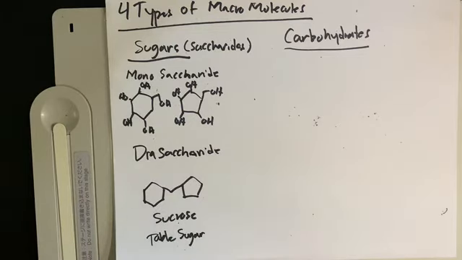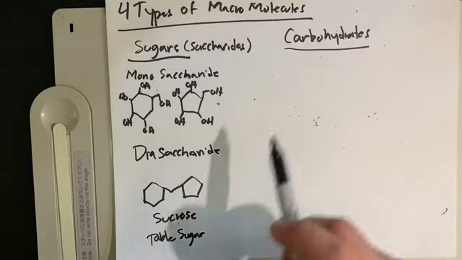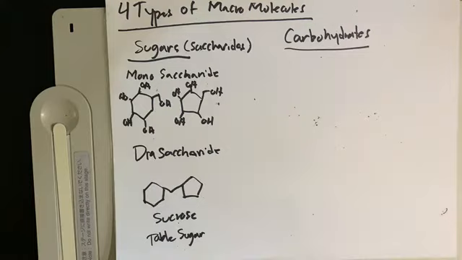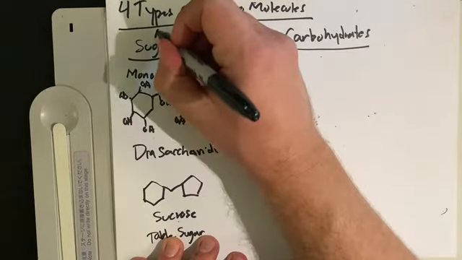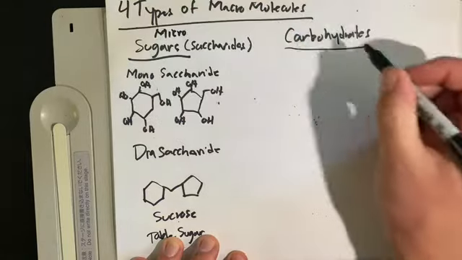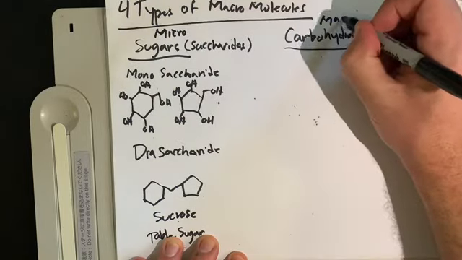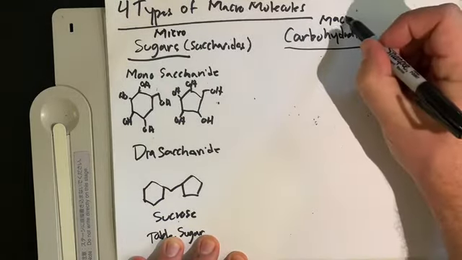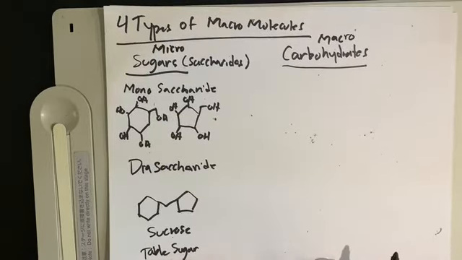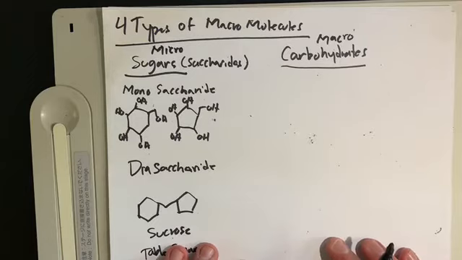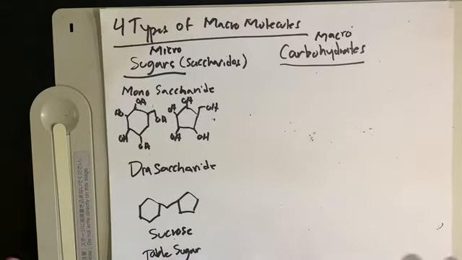Now, when we go higher than 2 together, we then end up creating what we call a carbohydrate. And so these are kind of our micromolecules. So micro, and this is our macromolecule. And so our carbohydrate being our macromolecule, is when you put together multiple sugars together.